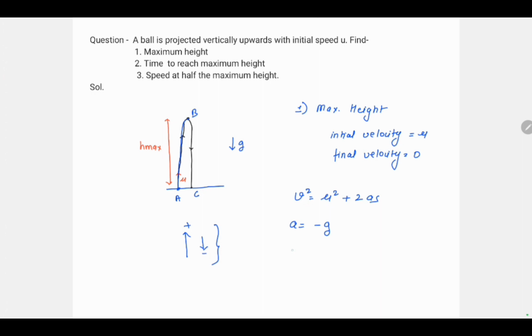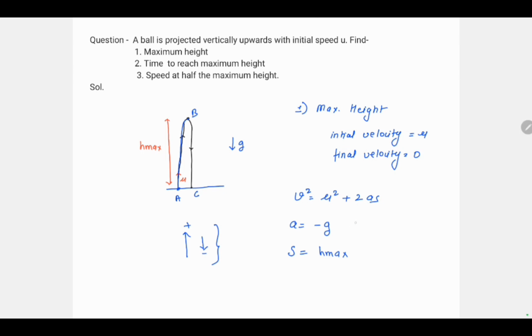Okay. What is the initial velocity? Initial velocity is u, na? What is the final velocity? Final velocity is 0. Just tell me what is s. What is the final displacement in this case? From A to B, the displacement is h max, na? Positive or minus? It's going to be positive. Why positive? Because I am taking h in the upward direction from A to B. From A to B, it's upward. That's why I am taking h as positive.